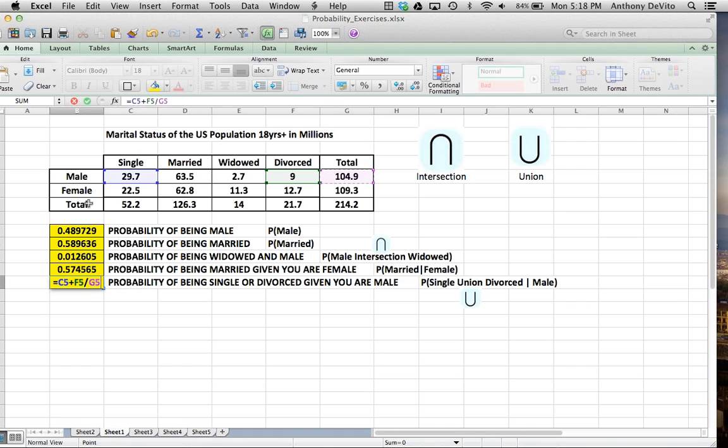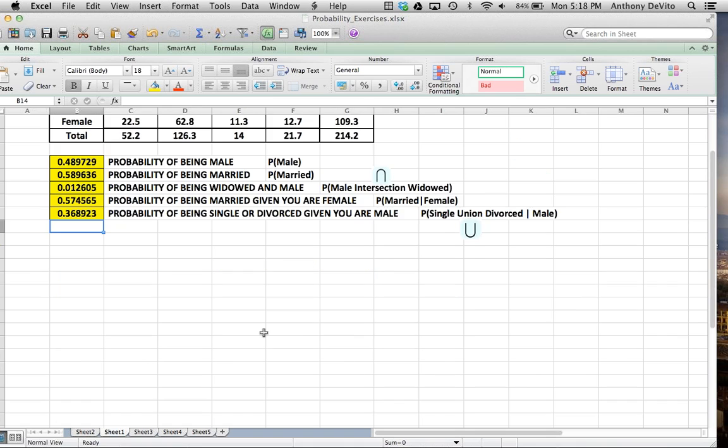Okay, there's our probability that, given that a person is male, they are single or divorced. Okay, and that's going to be 36 to 37%.